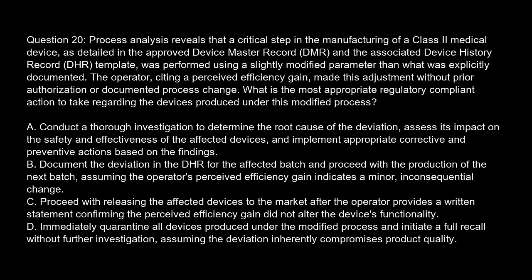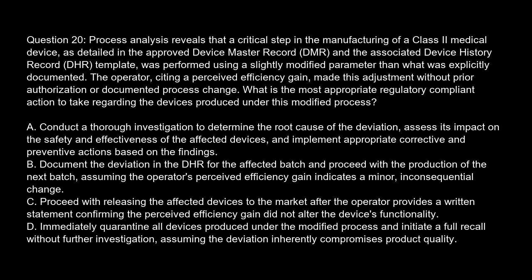Question 20. Process analysis reveals that a critical step in the manufacturing of a Class II medical device, as detailed in the approved Device Master Record, DMR, and the associated Device History Record, DHR, template, was performed using a slightly modified parameter than what was explicitly documented. The operator, citing a perceived efficiency gain, made this adjustment without prior authorization or documented process change. What is the most appropriate regulatory compliant action to take regarding the devices produced under this modified process?